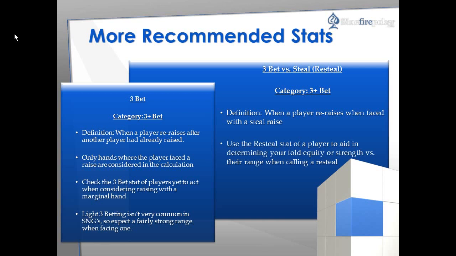We can use the re-steal stat of a player to aid in determining our fold equity or our hand strength versus their range when we're considering calling a re-steal. But we must remember that light re-stealing is actually very common in sit-and-goes, so we have to have a plan to counteract this. If the player after us is very likely to re-steal, we should take this into account and either adjust our bet size or adjust our range to make it more beneficial towards us.